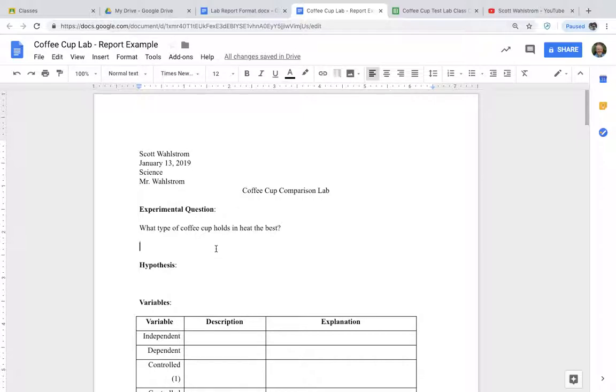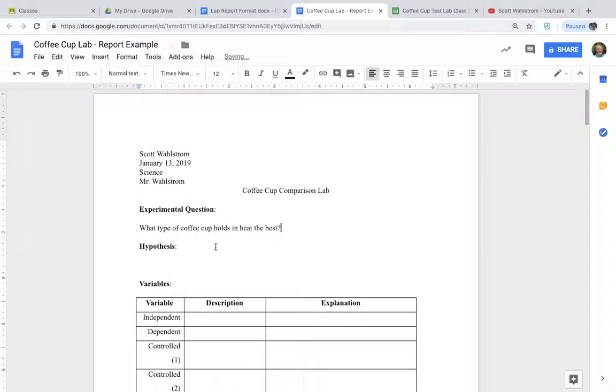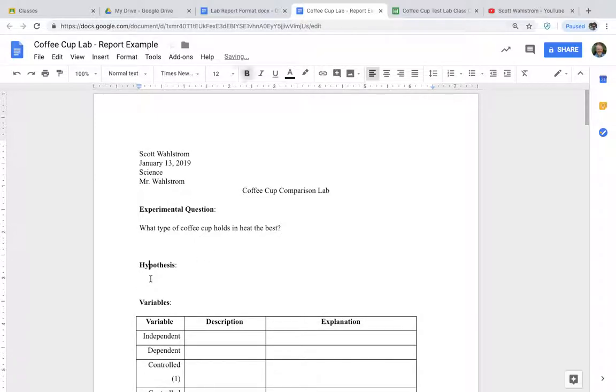Everyone should have a hypothesis. Let's leave that space in there. Your hypothesis is a proposed result. We had 8 different cups. Every group was asked, or every individual was asked, to pick the cup that they thought would be the best. And your hypothesis should be specific and I think include a little bit of reasoning.